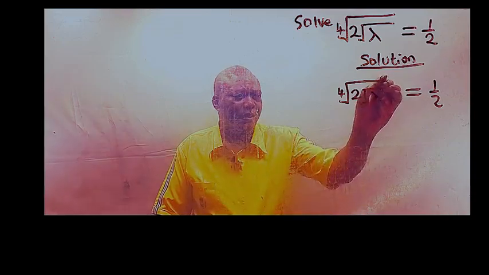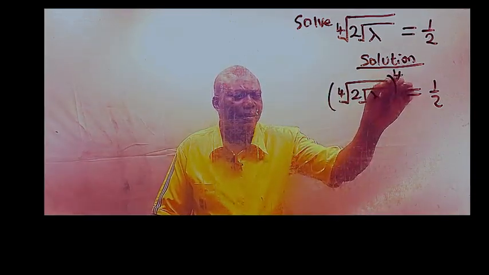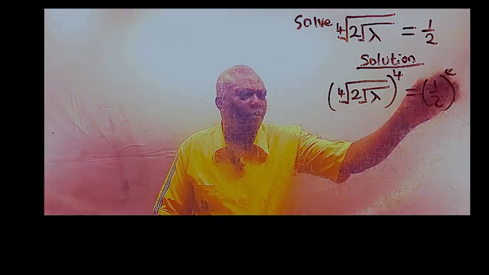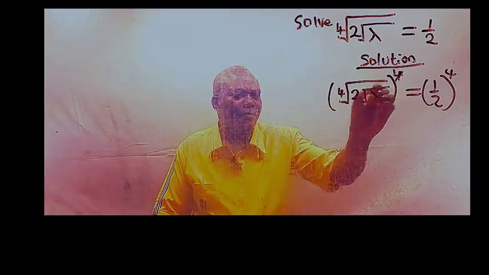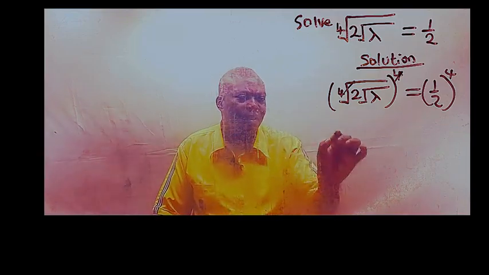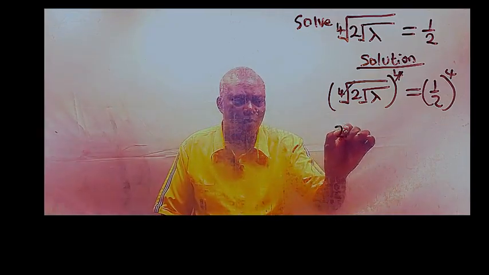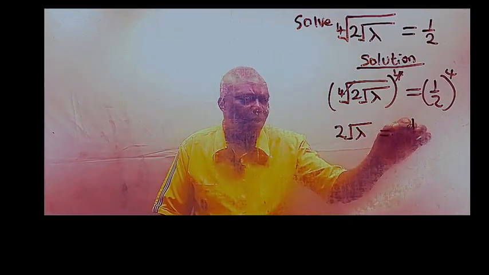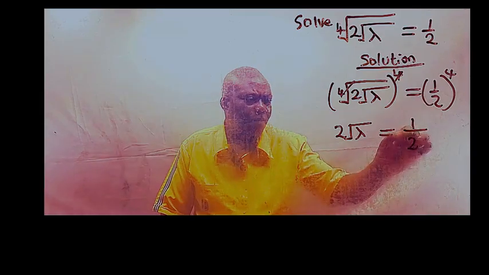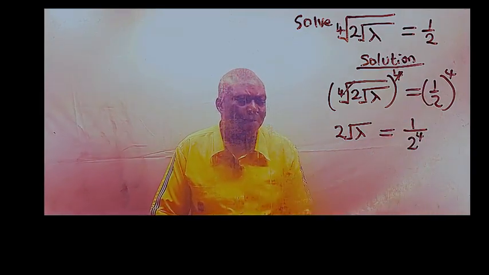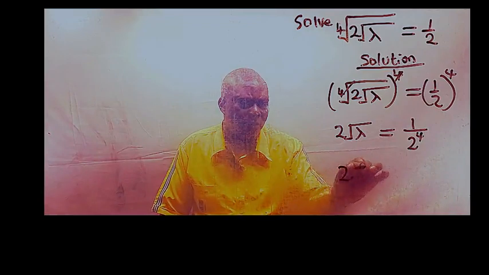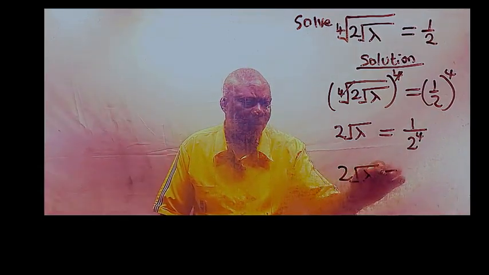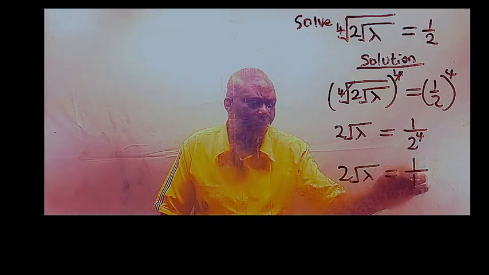So you take the fourth root of both sides. This one to the power 4, that means this 4 will cancel with this one. So the left hand side now will become 2 root lambda equals 1 over 2 to the power 4. That means 2 root lambda equals 1 over 16.